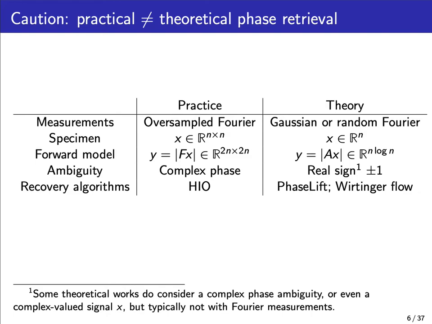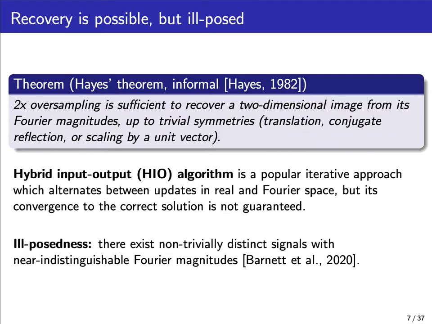Just a word of caution, practical and theoretical phase retrieval differ. So here we're only going to be thinking about oversampled Fourier measurements with a complex phase ambiguity and some constant factor oversampling, and recovery algorithms such as HIO work well in practice but do not really enjoy great convergence guarantees. This is in contrast with theoretical results in which you normally have Gaussian measurements, some sort of upsampling by a log n factor, and different algorithms which enjoy convergence guarantees.